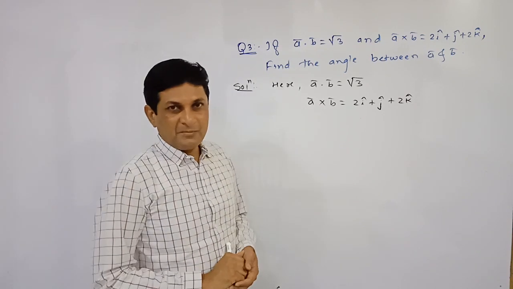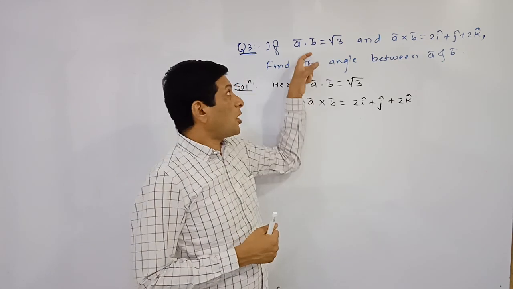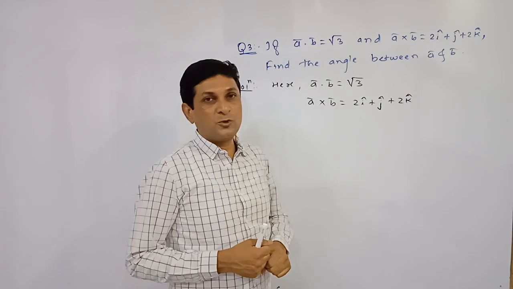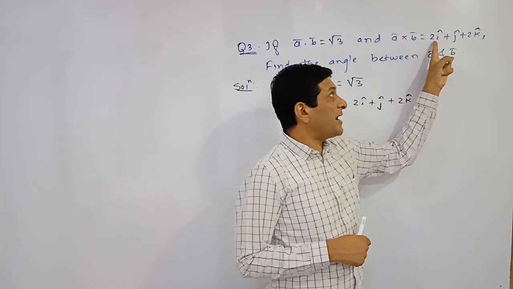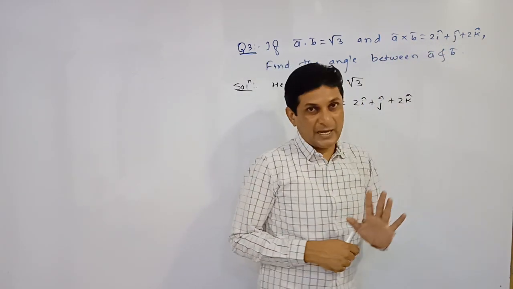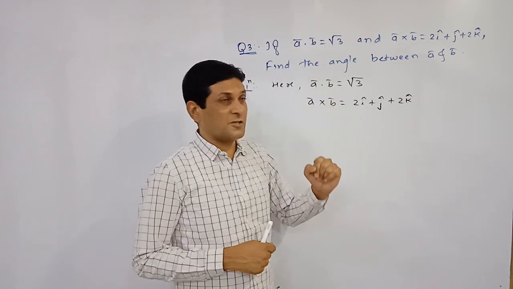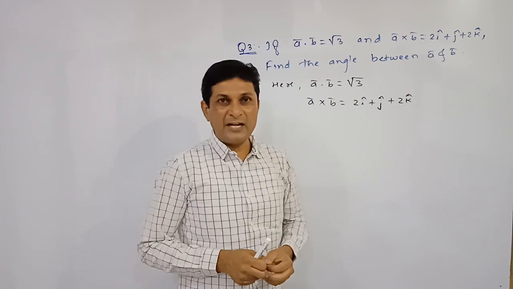Now see question number 3. In this question, the dot product of A bar and B bar is given to us. The value of the dot product is equal to root 3, and the cross product of A bar and B bar is equal to 2i cap plus j cap plus 2k cap. Using this, we have to find the angle between A bar and B bar.